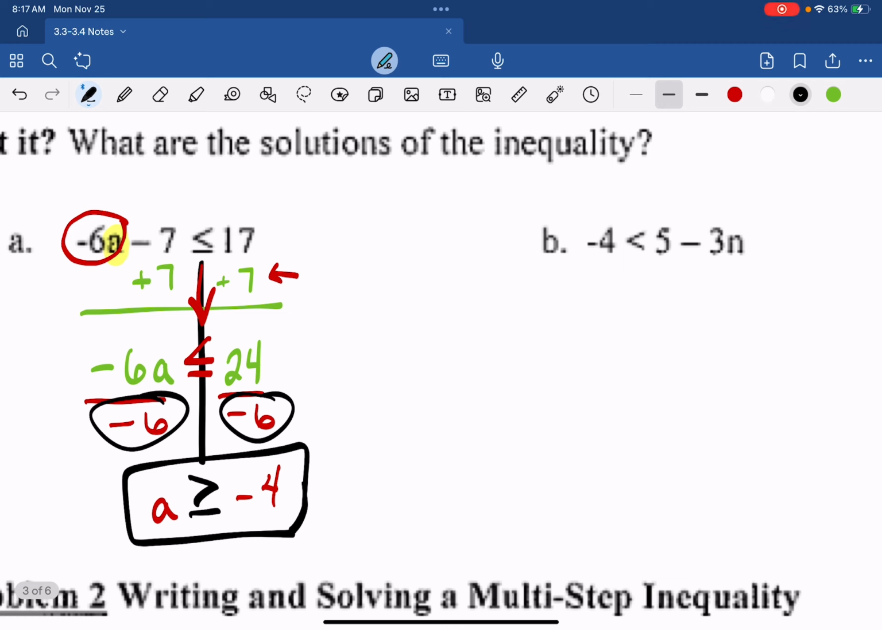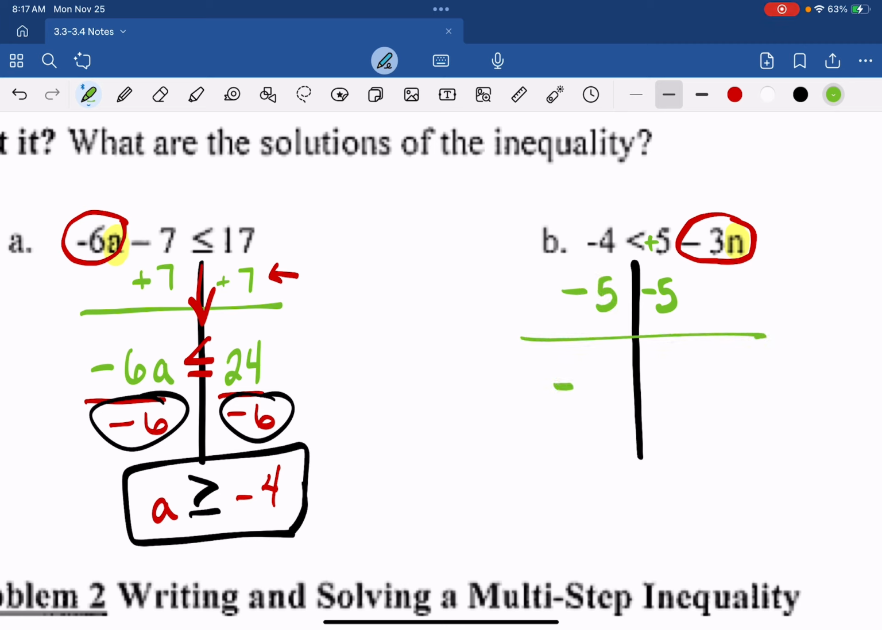And I'll leave this one on the screen so you can use it as a reference. But try B on your own. All right, so when we solve B, we draw a line down the middle. Okay, again, my goal here is I want to get n by itself. Here's my variable cluster. Okay, so I notice that I have a 5 outside, and it's a positive 5, so I'm going to be subtracting 5. I'm going to do the inverse.